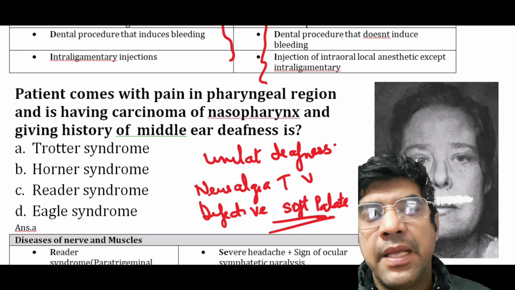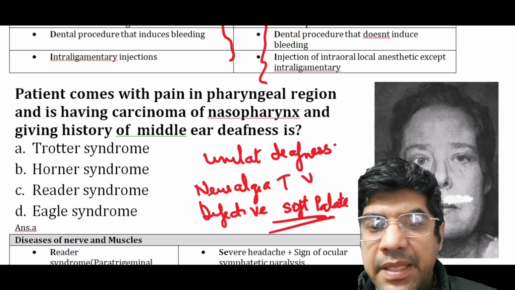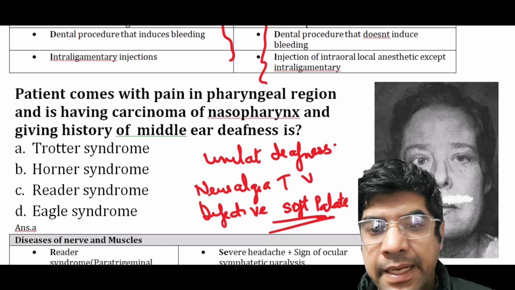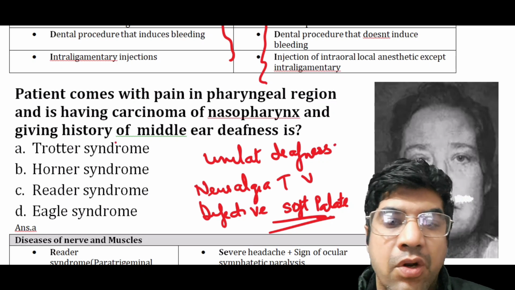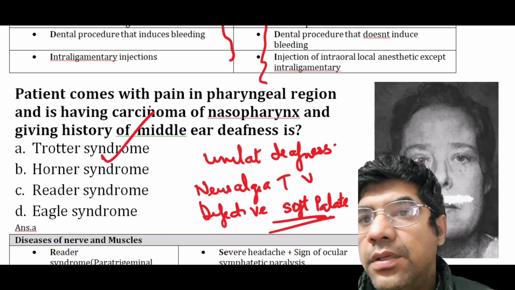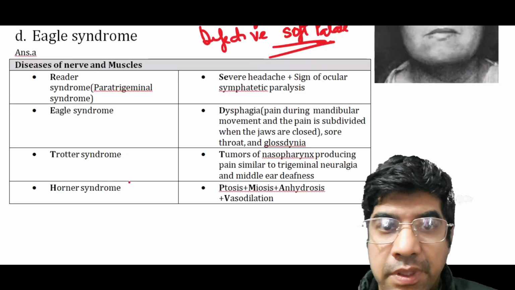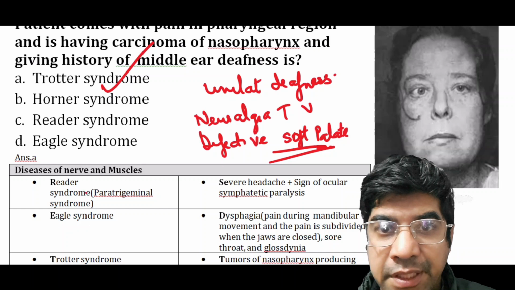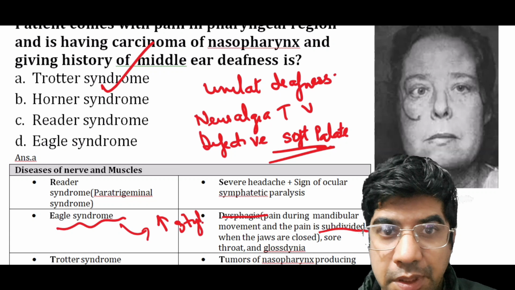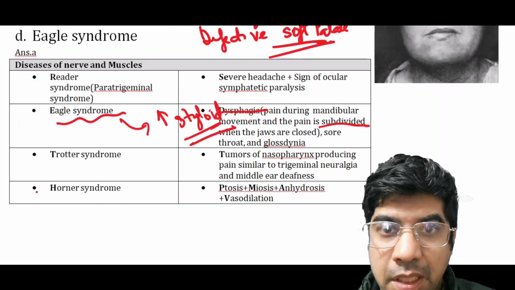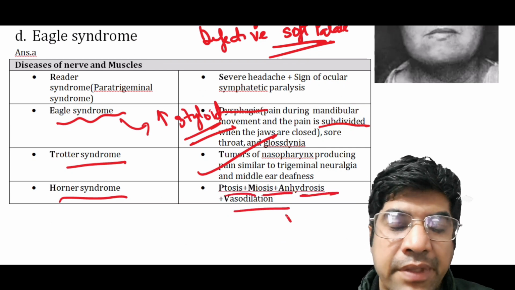The syndrome is associated with malignant tumors involving the lateral pharyngeal recess. So it aligns more closely with the scenario described in the original question, where the patient has pain in the pharyngeal region and is experiencing middle ear deafness due to carcinoma of the nasopharynx. Therefore, Trotter syndrome would be the answer. These are the other options. Remember that Eagle syndrome, where there is dysphagia and pain, is due to the elongated styloid process. And the third is Horner syndrome, where you will see ptosis, miosis, and anhidrosis, along with vasodilation.